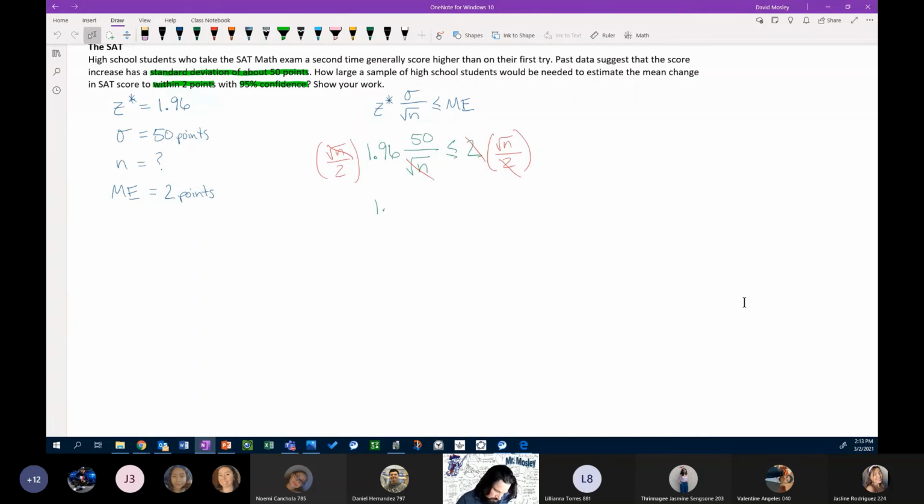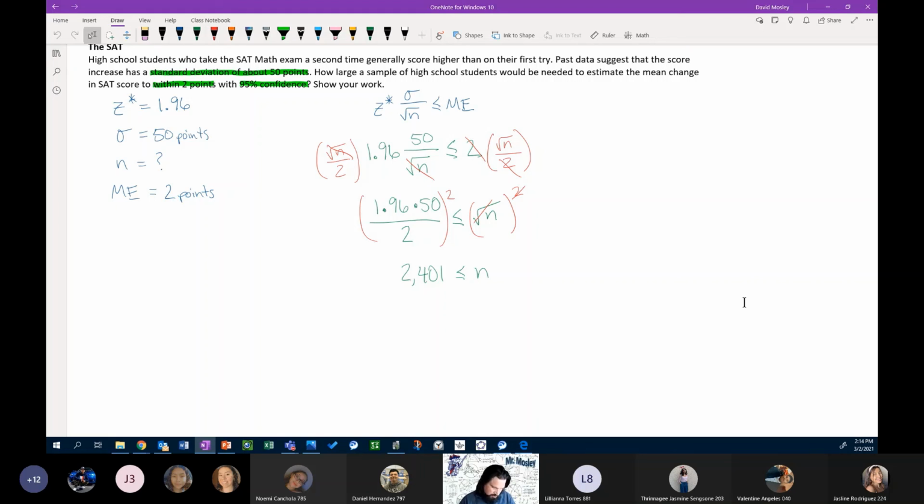So we get 1.96 times 50 divided by 2 is less than or equal to square root of n. We square both sides. That cancels out my square root. We punch this whole thing on the left-hand side through a calculator, and we will get 2,401 is less than or equal to n. We don't have a decimal in this case, which is kind of nice. We hit right on a whole number, which means we can actually use that value.